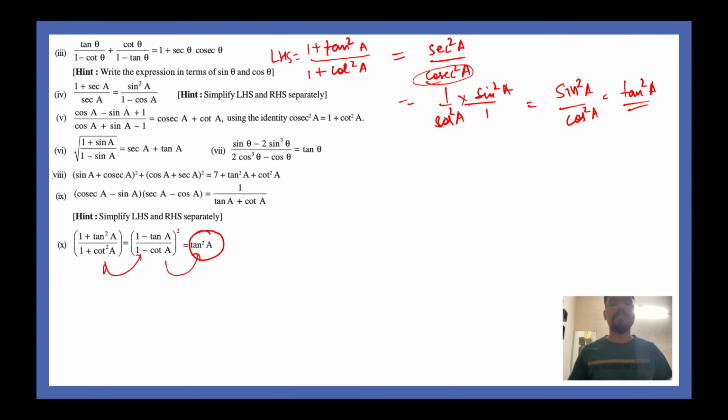Right? So let's do the last part now. We have already proved that (1 + tan²A)/(1 + cot²A) is equal to tan²A. All we are left with is to prove that (1 − tan A)²/(1 − cot A)² is equal to tan²A. So let's do that part also.